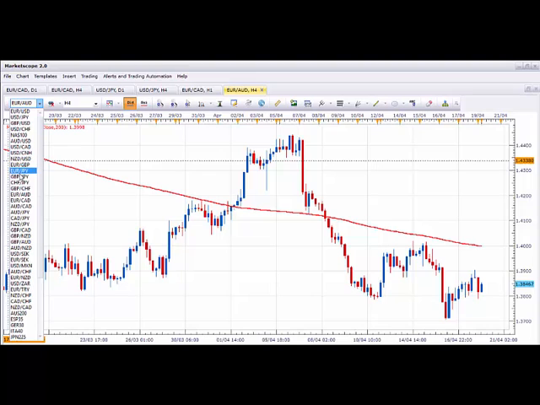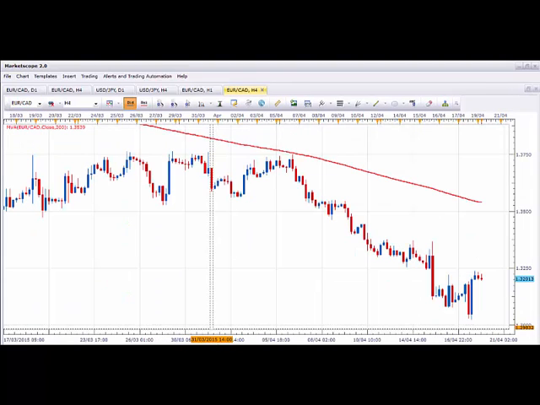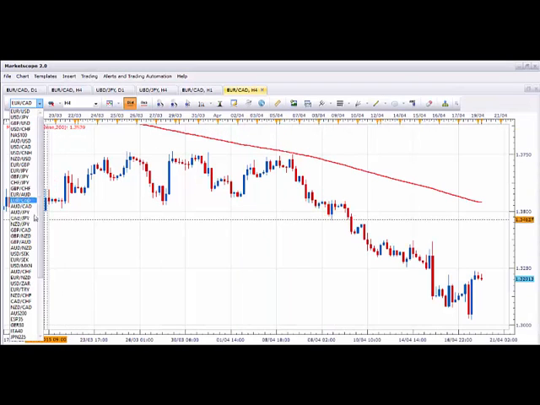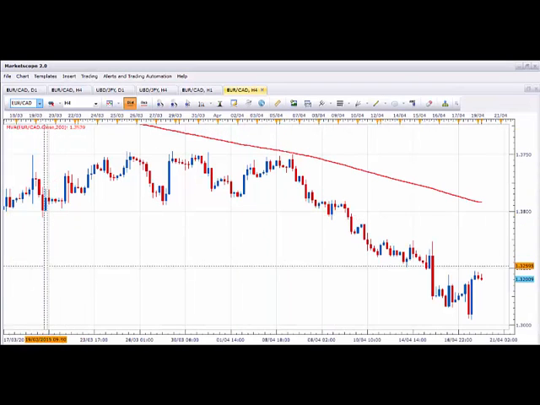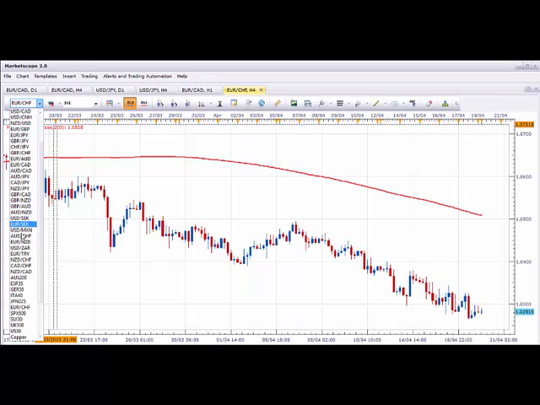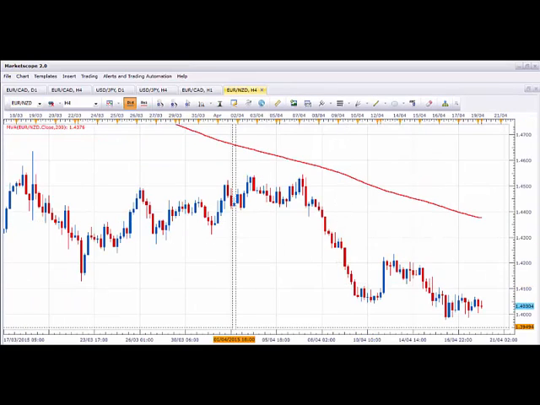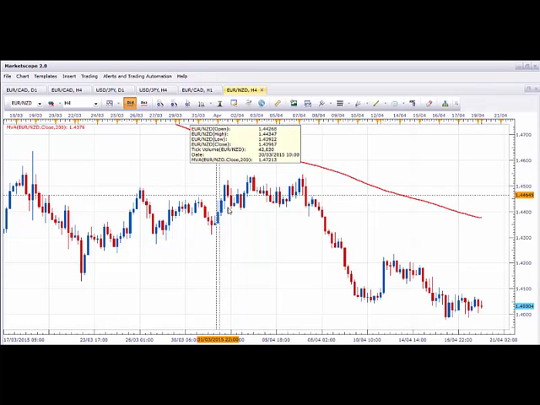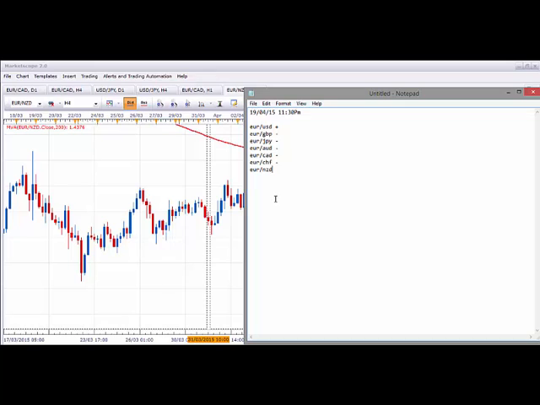Okay, now Euro CAD is bearish, and we have the Euro Swiss, bearish. We need another one, Euro NZD. Okay, and we finish for the euro. NZD, quick look. Okay, bearish.